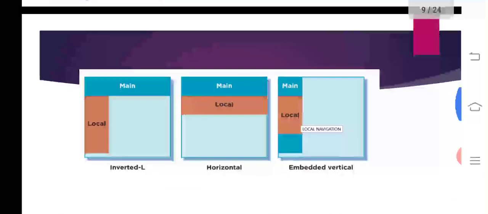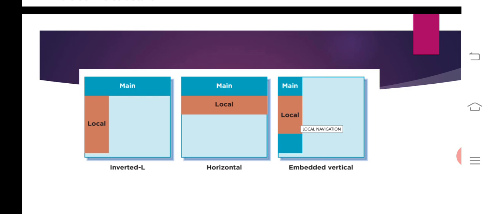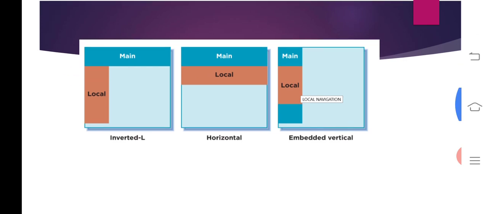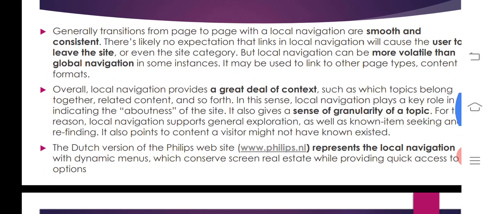In this diagram, here is the main navigation and local, the inverted L. Then the next one has local nearby the main, which is for horizontal. The next one is on the left-hand side: main and local are on the left-hand side, which is the embedded vertical. So these are diagram examples for the above theoretical explanations. It is a simple diagram to understand the concepts.